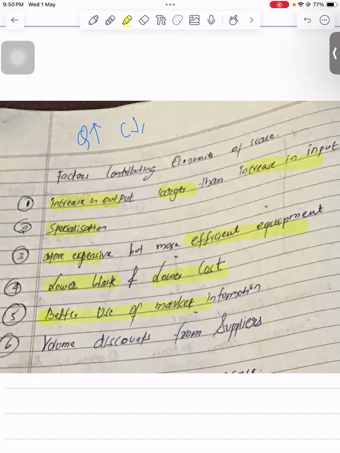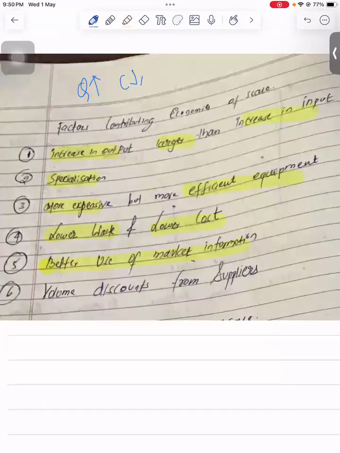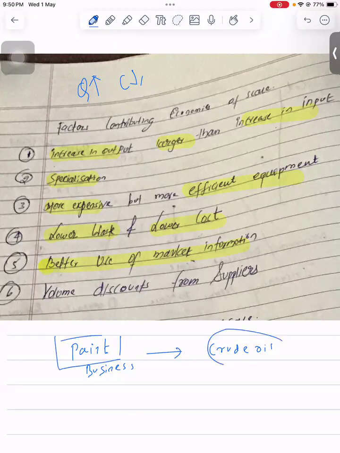Better use of market information. So many businesses have raw material which is based on a commodity. Take, for example, the paint business. In the paint business, the raw material is crude oil. To manufacture paint, the primary raw material is crude oil, and crude oil is a very volatile commodity, right? So if crude oil prices go up, what will happen? Your cost of production will increase. If crude oil prices come down, your cost of production will go down. If cost of production goes down, profit margins will improve.